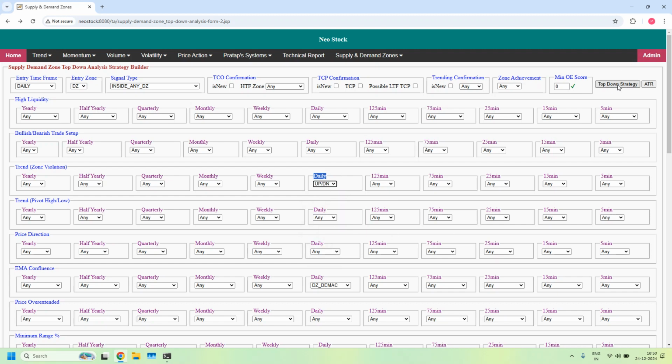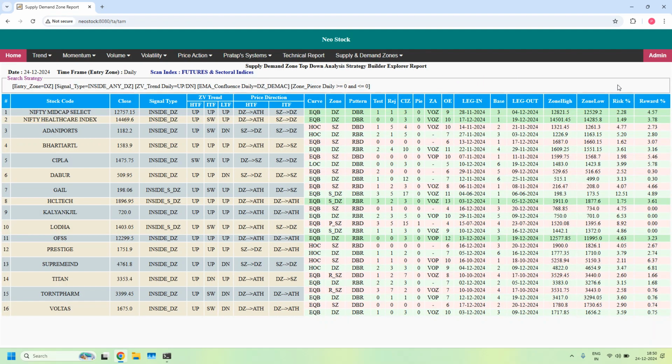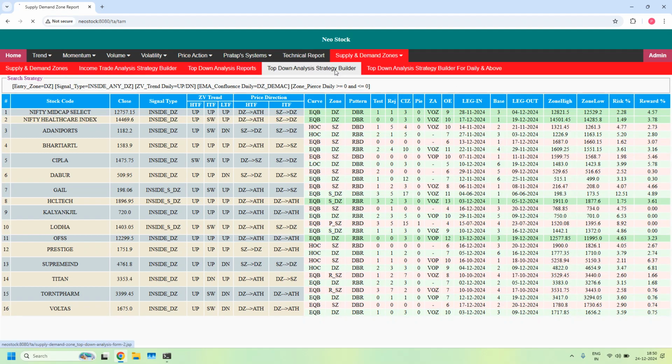So with this filter, we got 16 stocks. Out of 40, the list is reduced to 16. And all these 16 daily demand zones are having daily EMA confluence. And also the current price closed inside the daily demand zone. Okay, next daily time frame.